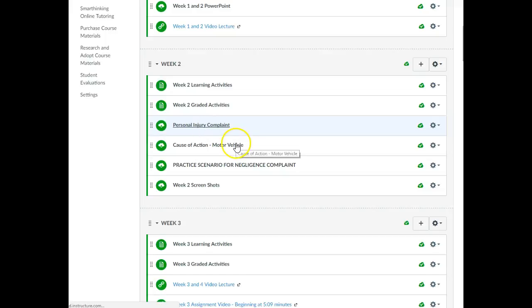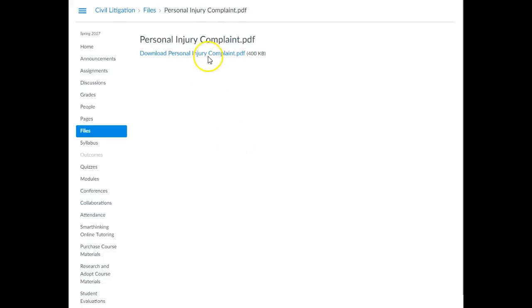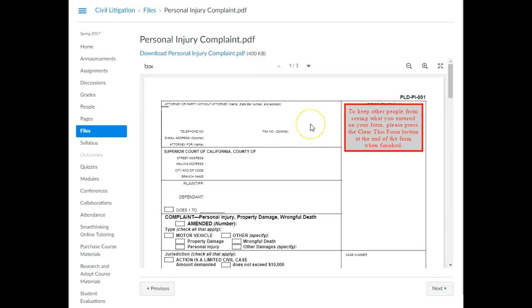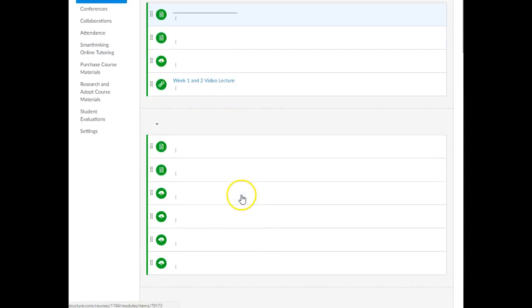So when we click on the personal injury complaint, it'll come up and ask us whether we want to download it, and we do, but it'll also come up in the viewer. Don't worry about it coming up in the viewer because it doesn't help you any, since you can't use it in the viewer. So you're going to have to download it. And when it downloads, I'll open it up in a second. And let's go back into modules again to see our documents.